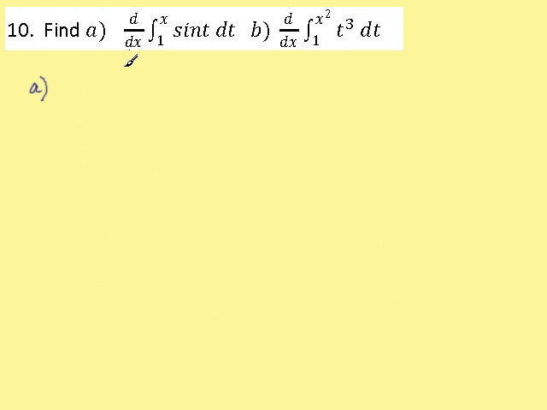In 10a, we're applying the second part of the fundamental theorem of calculus. So let me just remind you of that. The second part says that the derivative of the integral from a to x of f of t dt is equal to f of x. So in part A, we simply have the derivative with respect to x of the integral from 1 to x of sine t dt. That's simply equal to sine x.